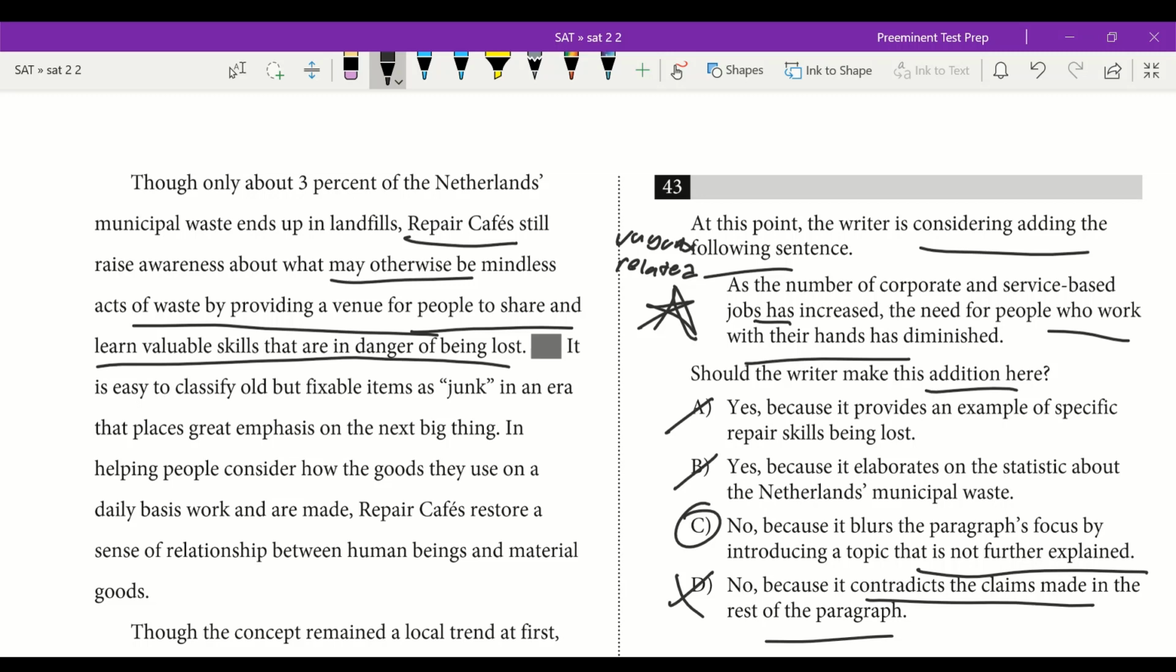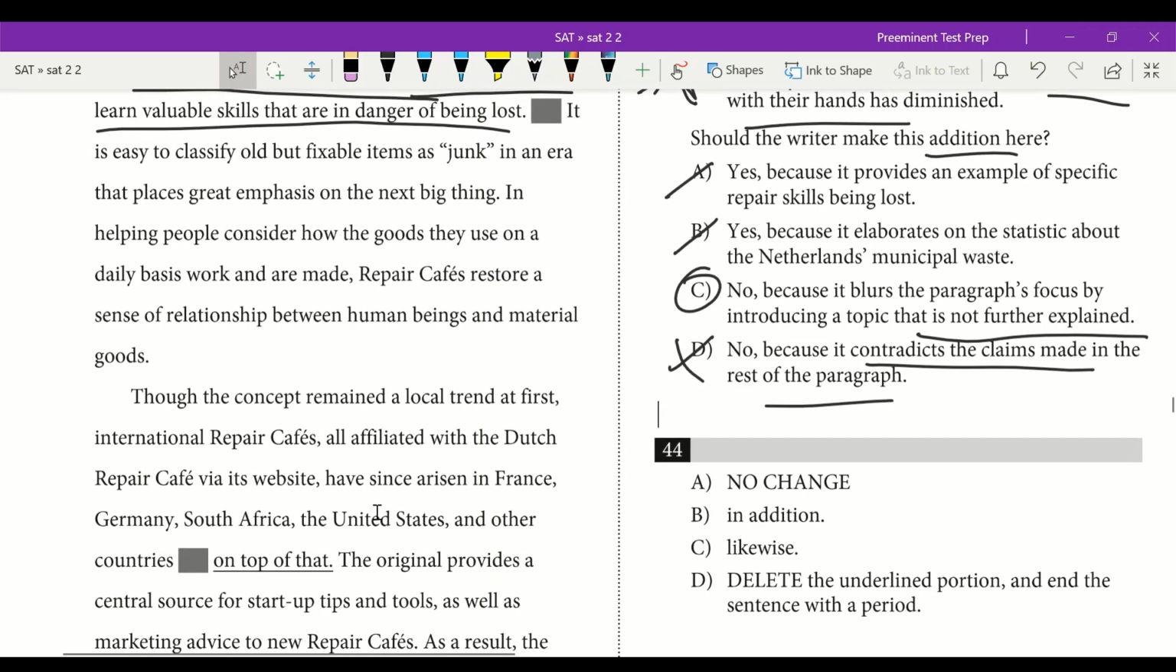All right. Then we have, it is easy to classify old but fixable items as junk in an era that places great emphasis on the next big thing. In helping people consider how the goods they use on a daily basis work and are made, repair cafes restore a sense of relationship between human beings and material goods. Though the concept remained a local trend at first, international repair cafes, all affiliated with the Dutch Repair Cafe via its website, have since arisen in France, Germany, South Africa, the United States, and other countries on top of that. What do we know? That's redundant. We're repetitive. What do we not want to be? Redundant and repetitive, right?